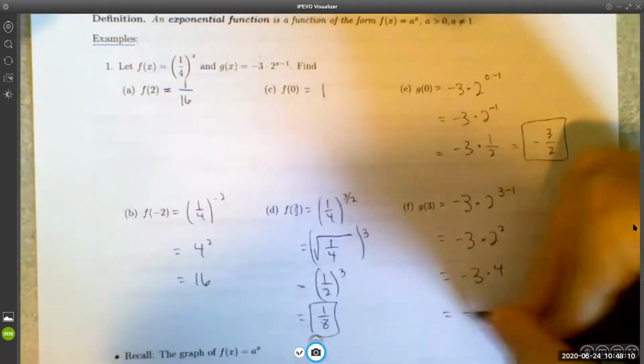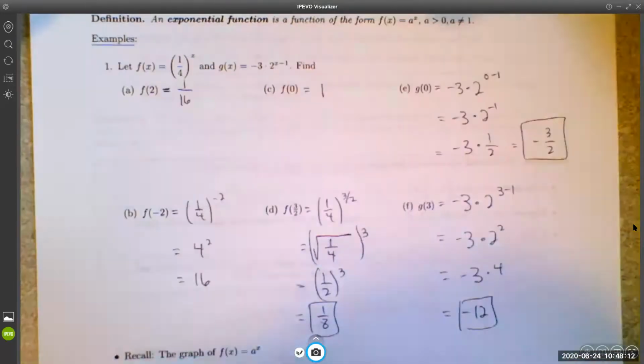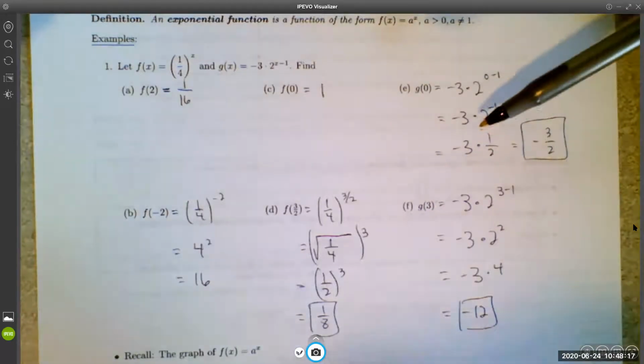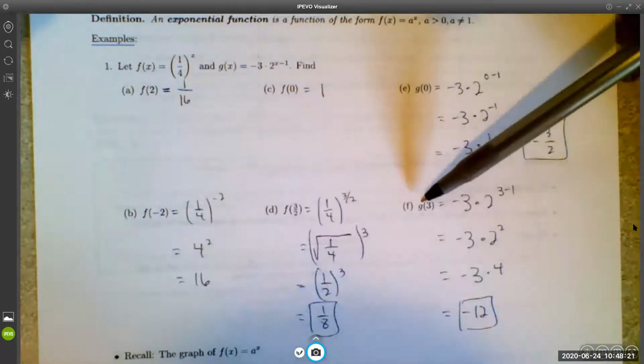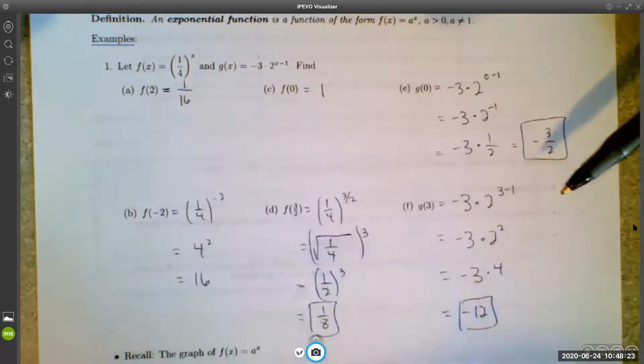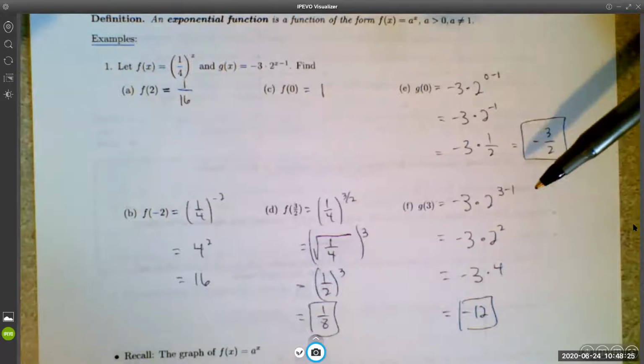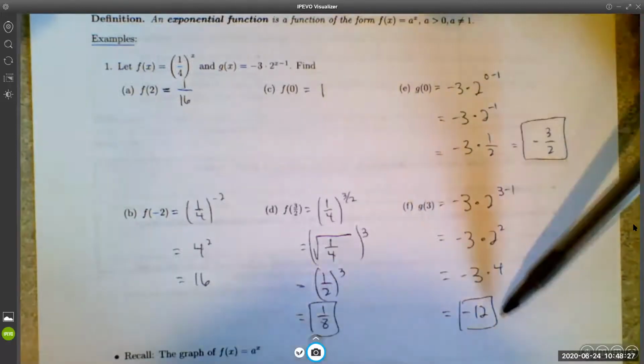Sorry, I paused for a second because I think I said g cubed? For some reason, that's ringing in my mind. If that's what I said, it's not correct. This is g of 3. G cubed would mean something else. But no, this is g of 3. Anyway, g of 3 should be negative 12.